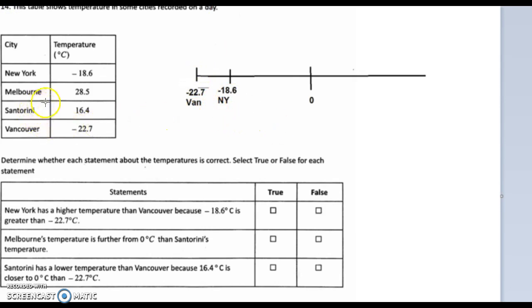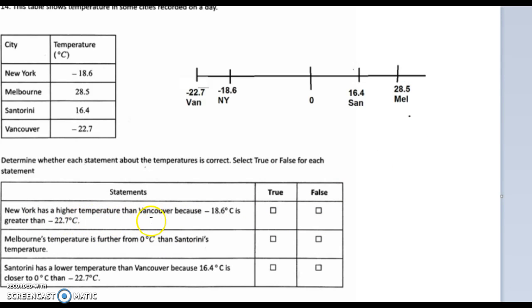So the next one would be, we have Melbourne. Or sorry, the next one's 16.4. And that would be Santorini. So let's call it San. And the last point is going to be 28.5, right? That's the biggest number. And that's going to be Melbourne. So now it's going to be even easier.